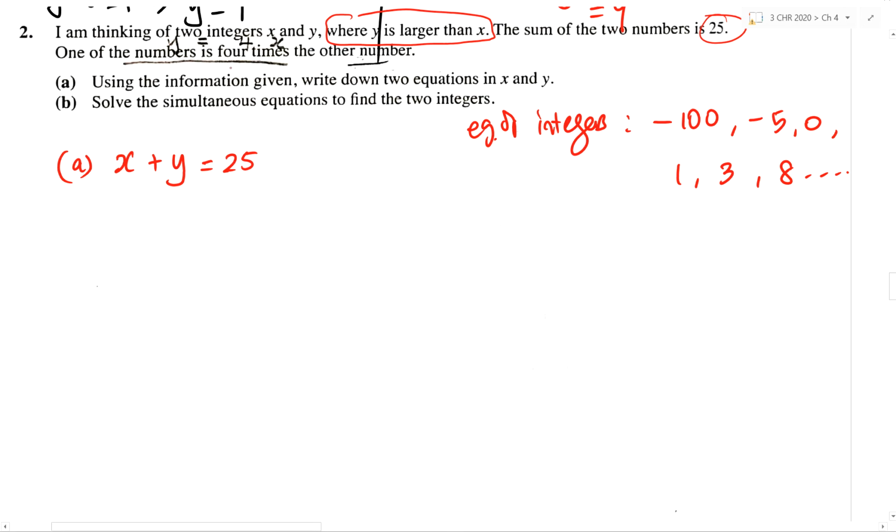One of the numbers is 4 times the other number. That means one of the numbers you times 4, you get the other number, right? Which one is going to be bigger? Y is going to be bigger. So, what will your equation look like?